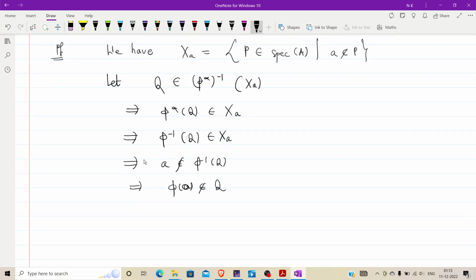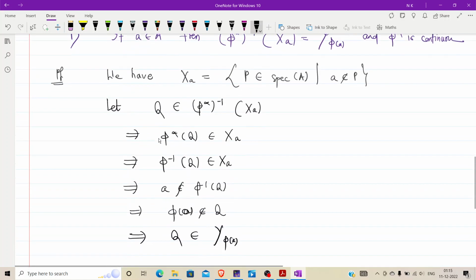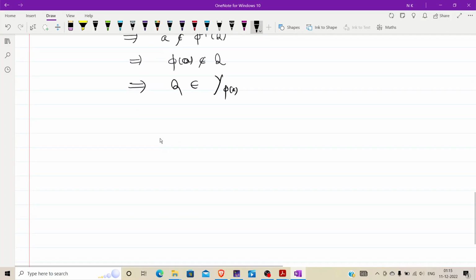And if phi of a does not belong to Q, what does this mean? This means Q is an ideal which does not contain phi of a. So where does Q go? Q belongs to Y, it's an element of Y, which does not contain phi of a. So it belongs to Y_phi(a). Y_phi(a) is the set of all ideals from the spectrum of B which do not contain phi of a, right? So Q belongs to Y_phi(a). Fine.